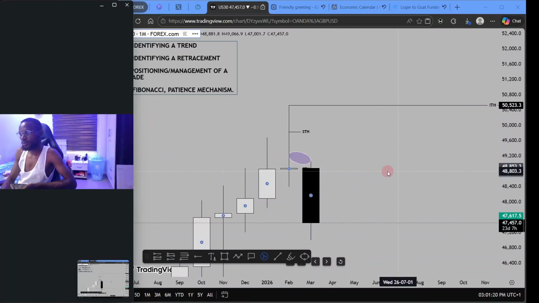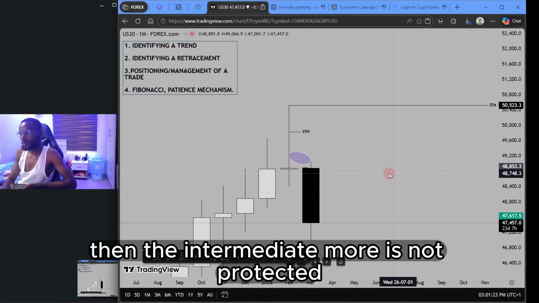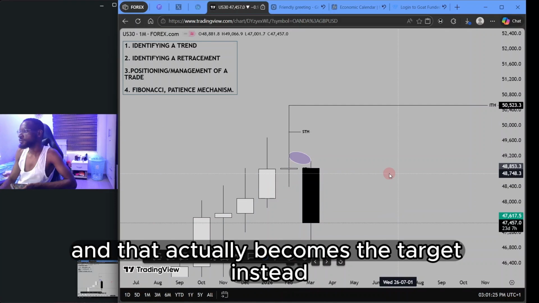Their fair value area. And it's the same cycle. I'm coming. Then the intermediate tomorrow is not protected, and that actually becomes the target instead.